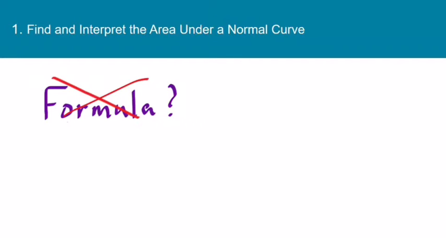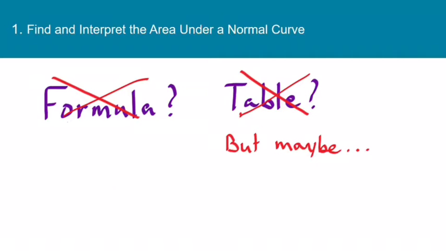So your next thought might be, well, maybe we could get somebody else to calculate it for us and write down all of the areas in a table. Well, that sounds like a good idea, but then you realize there would have to be a different table for every possible mean and every possible standard deviation. And so that gets too complicated as well. But there is something else we can do.